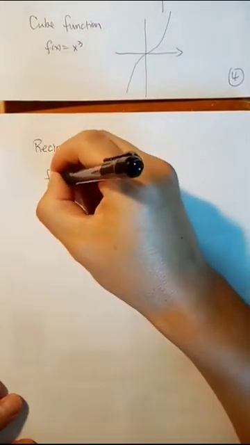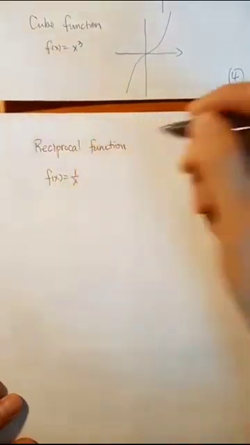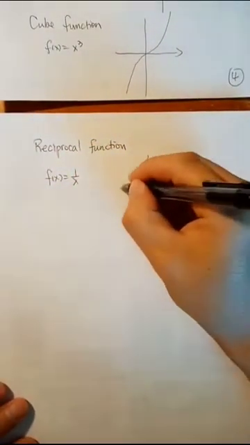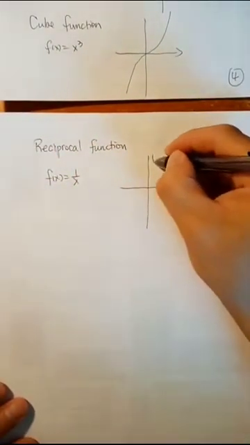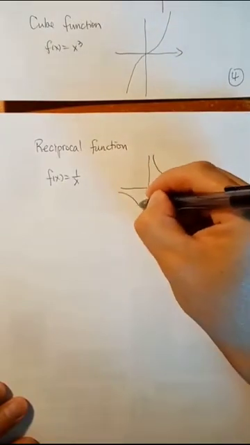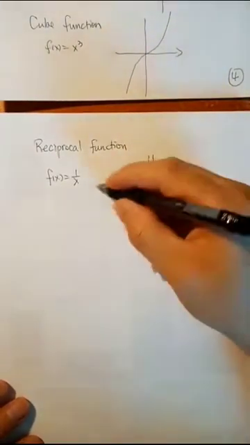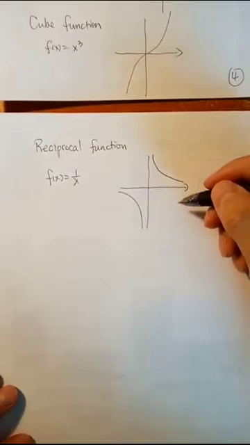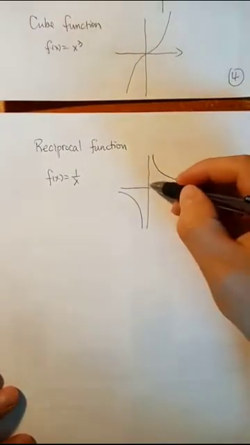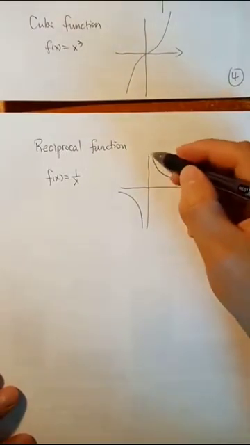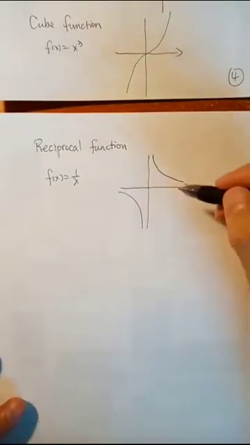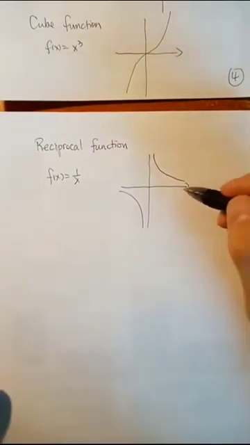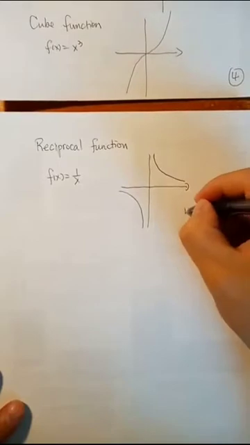The reciprocal function is f(x) equal to 1 over x. The graph has two pieces, the right and left branch. Because 0 is undefined, the graph does not intersect the y-axis. So this function has no y-intercept.